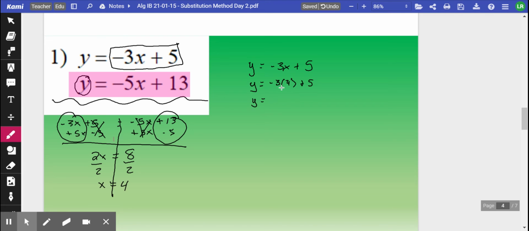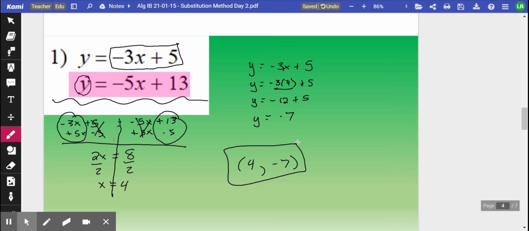And I'm going to solve this. Distribute, multiply. I get negative 12. Negative 12 plus 5 is negative 7. Okay, so my final answer, remember, goes x, y.